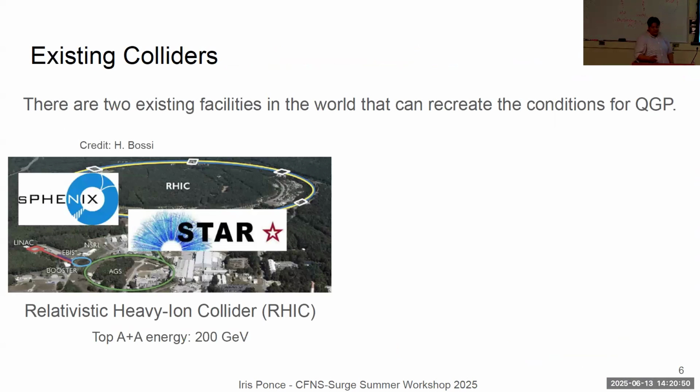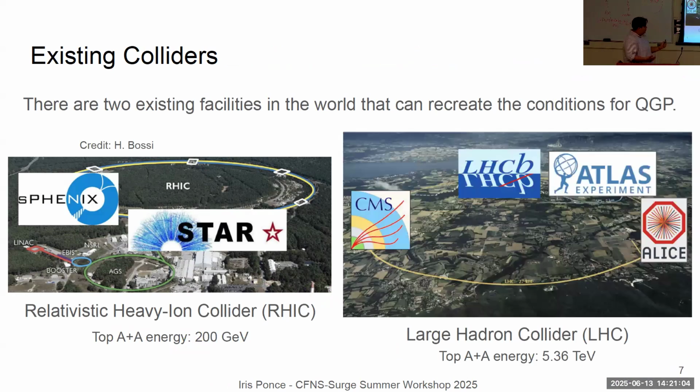So there are 2 existing colliders in the world that can recreate the conditions for QGP. You have one right here at RHIC with STAR and sPHENIX, and our top beam energy is 200 GeV. And then there's also the Large Hadron Collider with a top beam energy for heavy ions of 5.36 TeV. And there are more experiments, and the really dedicated heavy ion detector is ALICE. ALICE was built just for this, but all of them have a heavy ion program regardless.